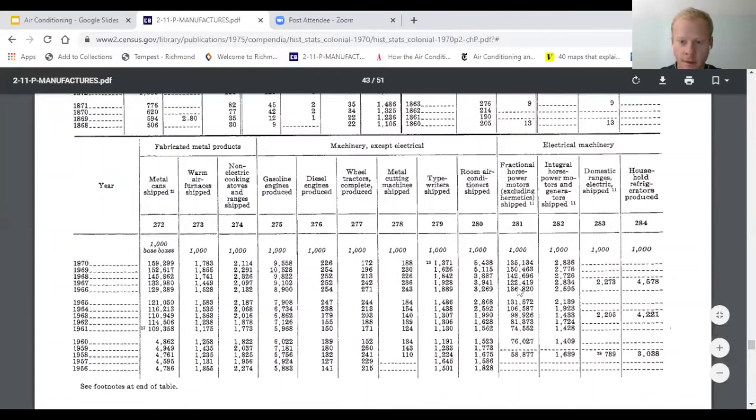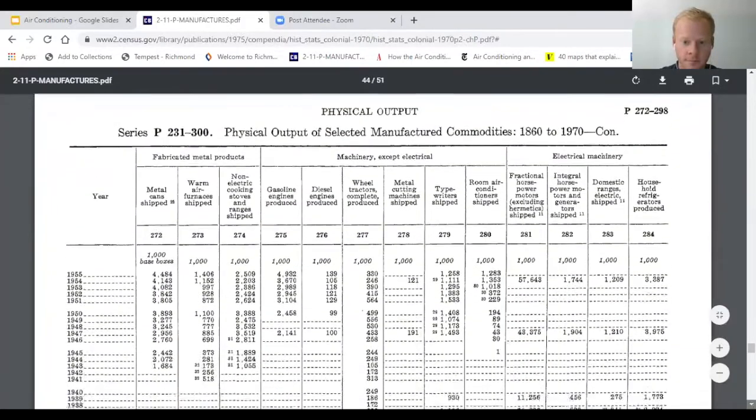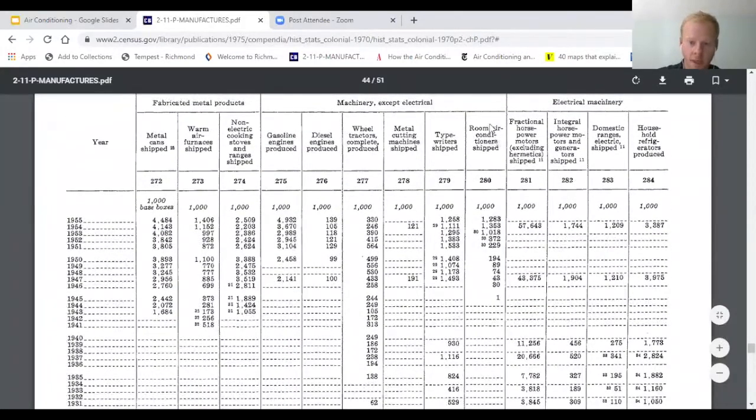There's a whole lot of information, a whole lot of numbers. 1970. And notice it keeps going down. So let's scroll down a little bit. And here we go. Okay. So we have room air conditioner shipped from 1945 up to 1970. These lines right here tell you that there were no room air conditioners shipped.